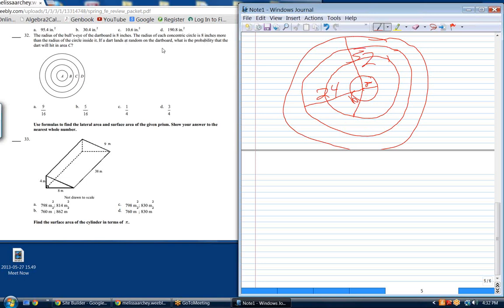If a dart lands at random on the dartboard, what is the probability that the dart will hit in area C? Wow. 24 out of 32. Okay, area C on my diagram is this. Right, which is 24. No, 24 is the radius of that full circle.